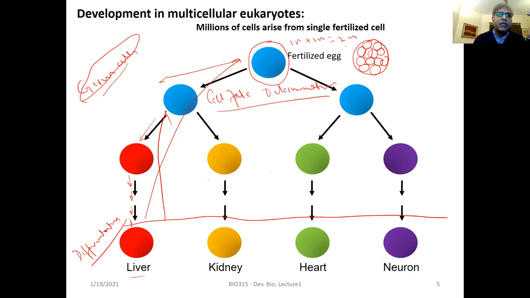Terminal differentiation means, so one is differentiation when they start looking different. For example, in case of an embryo, if I try to draw an embryo, our limbs, the arms, they are initially just a dot.